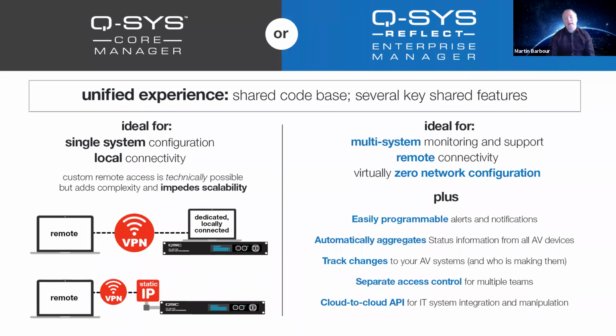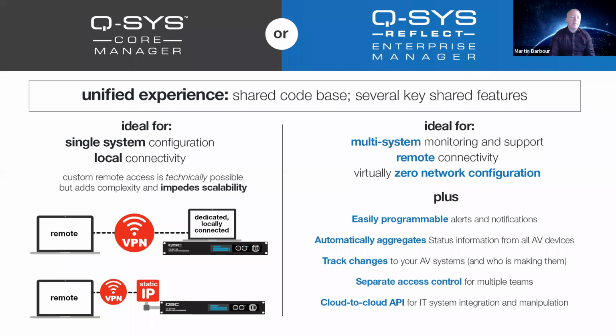Enterprise Manager, on the other hand, is optimized for multiple system monitoring and support through this single web infrastructure. It massively simplifies the remote connectivity piece. You don't have to think about VPNs or static IP addresses or any of those other bits and pieces. It's all done for you. As a result, it's extremely scalable and very, very easy to use. Plus, it adds all of those other features on top which don't exist in Core Manager, such as the alert notification piece and the automatic aggregation of real-time status from all those devices to tell you how your systems are performing, how your sites are performing, how your organization is performing. All that happens as part of the solution.